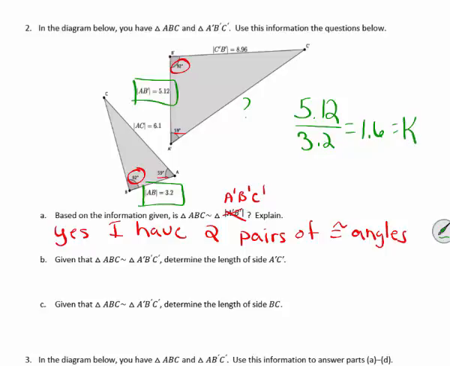There's K. So if I want A prime, C prime, I have to take AC, 6.1, multiply it by the scale factor, which gives me 9.76.